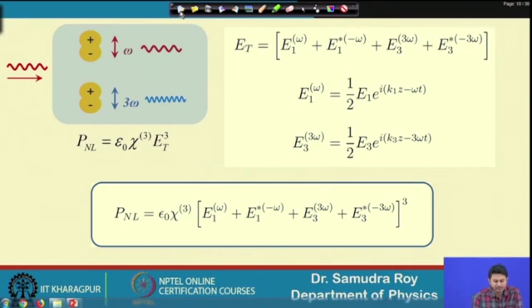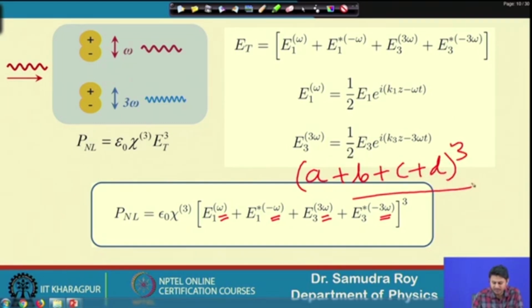So the challenge here is to find out the different PNL values with different frequency components. Now the PNL can be represented as epsilon 0 into the third order susceptibility multiplied by E1, E1 star, E3, E3 star. E1 has frequency component omega, E1 star has minus omega, E3 has 3 omega and E3 star has minus 3 omega, and the cube of that. Once we have the cube of that, eventually we are solving the problem (A plus B plus C plus D) whole cube.